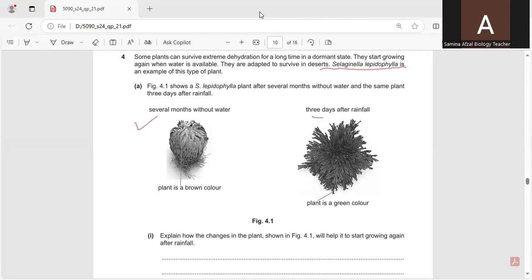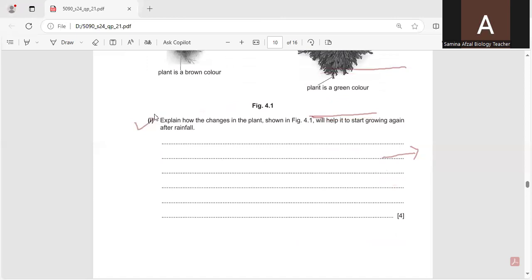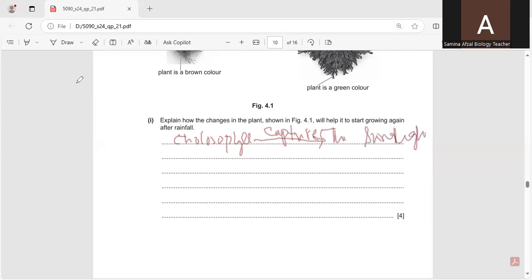But when there is rainfall, 3 days after rainfall, you can see the leaves are of green color. So these leaves have increased the surface area for photosynthesis. The green color shows that chlorophyll is there in this plant, and the chlorophyll captures the sunlight. The process of photosynthesis will take place.